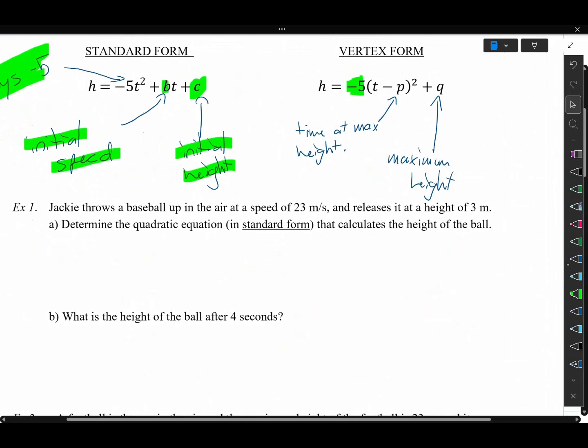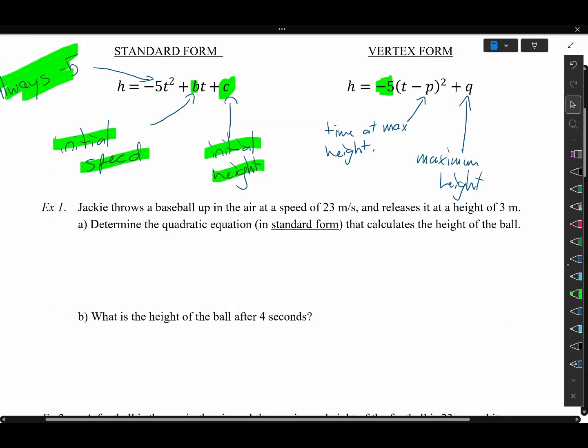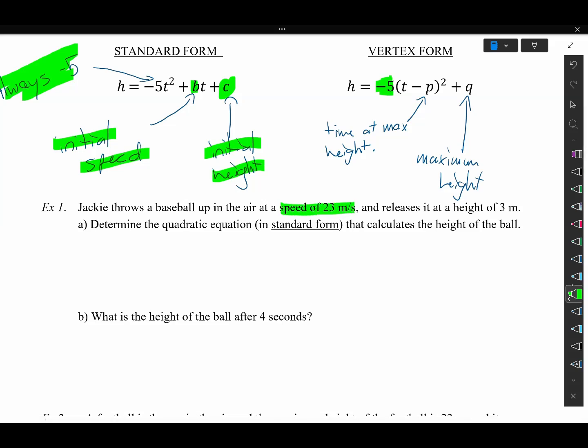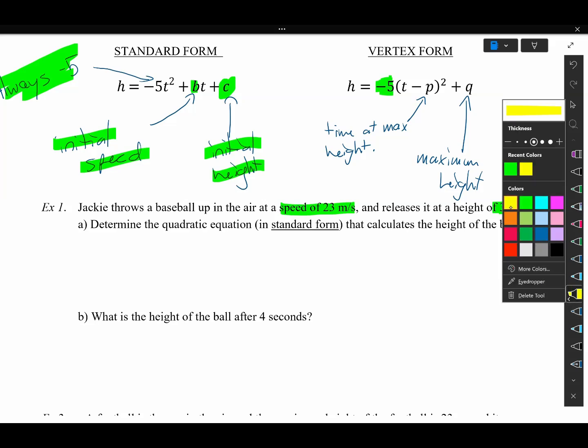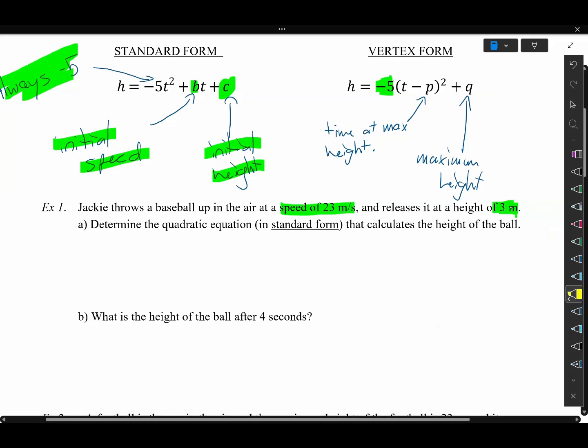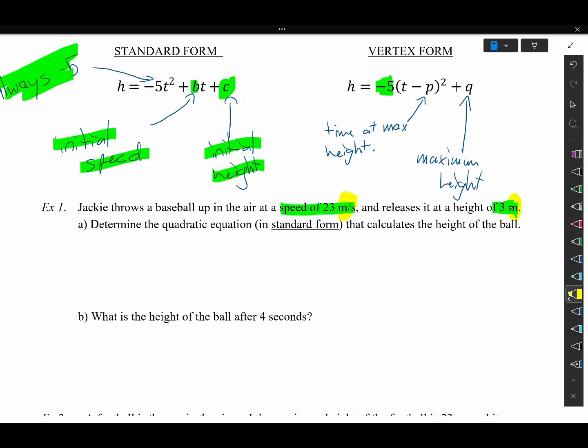So, Jackie throws a baseball up in the air at a speed of 23 meters per second. When is it 23 meters per second? When Jackie throws the baseball, and releases it at a height of 3 meters. You can notice not just that these are both initial settings, but also the units. Meters, that's a height. Meters per second, that's a speed. So there are our initial speeds and heights.